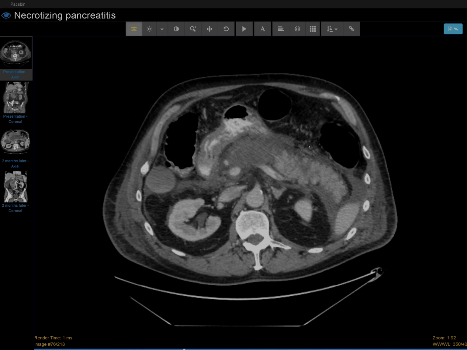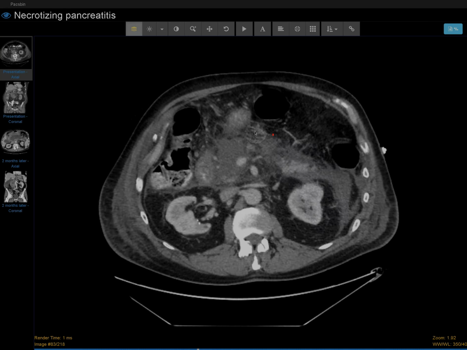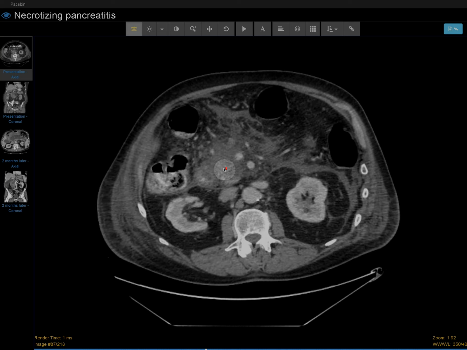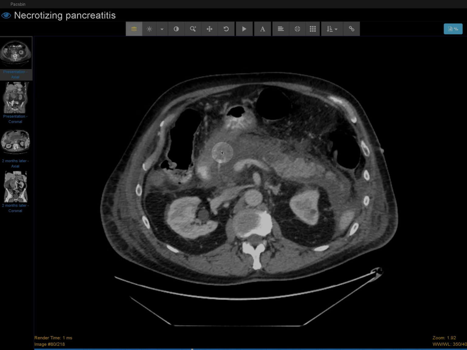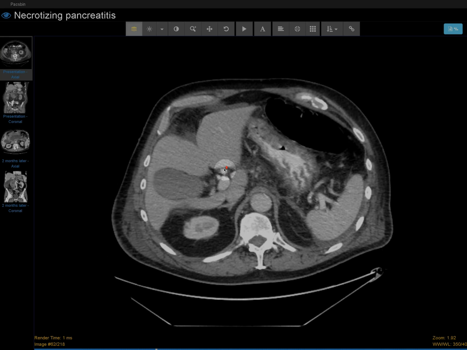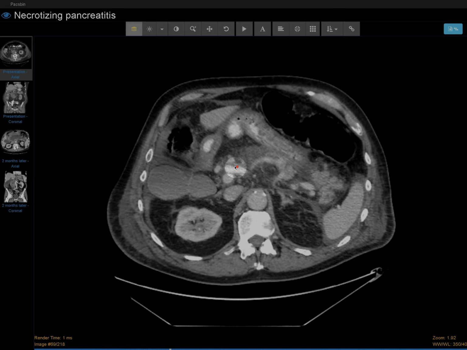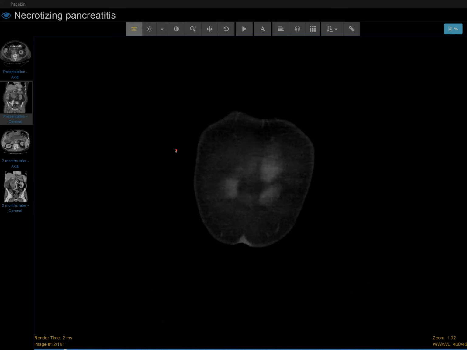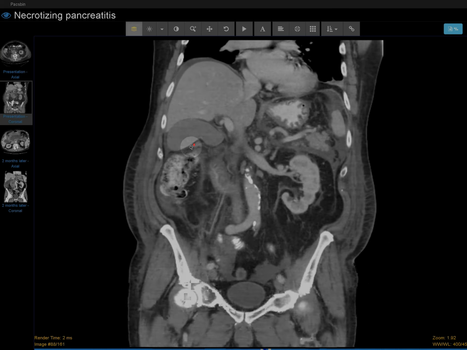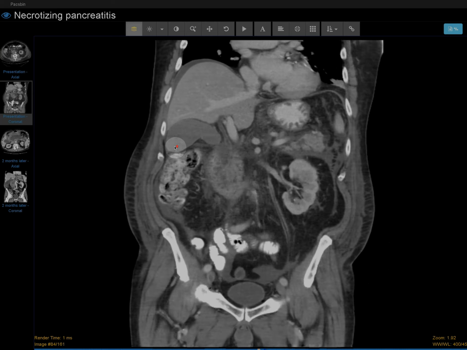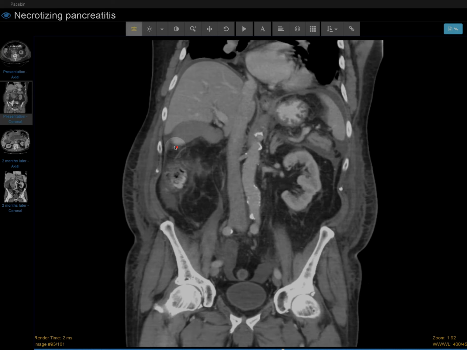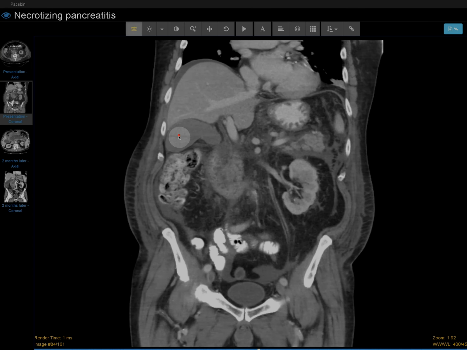So with all this inflammatory fatty stranding around the pancreas, a chunk of the pancreas not enhancing, this is a case of necrotizing pancreatitis. Now let's take a look if this person has gallstones that we can see. Not really. So CT can miss non-calcified gallstones. Ultrasound is much more sensitive, but at least we don't see much.